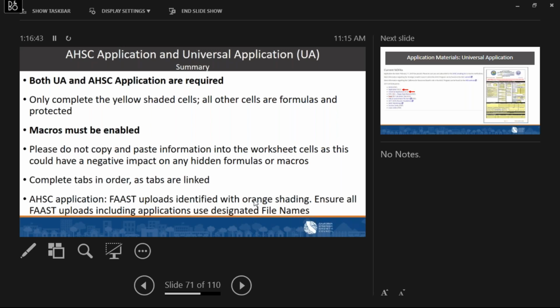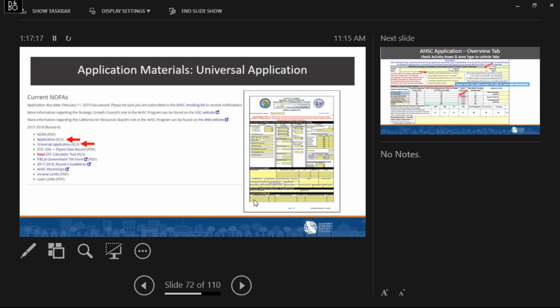Also complete the tabs in order, beginning with the overview workbook. That overview workbook will have a number of upfront questions that will then determine what the rest of your workbook will look like. So in the overview tab, there's a couple questions that we'll go into. And finally, in the AHSC application, there are orange cells shaded. These signify that you need an upload, a FAST upload. We also have an uploads checklist provided in the application where you can verify whether or not you've uploaded all of our mandatory documents. As I mentioned, you can go on the HCD website to download these applications.